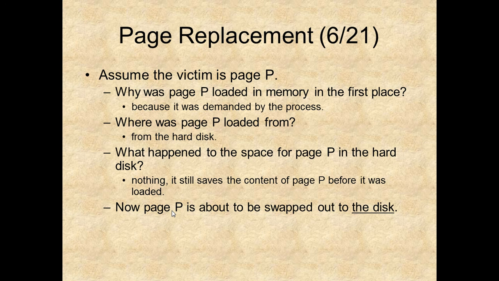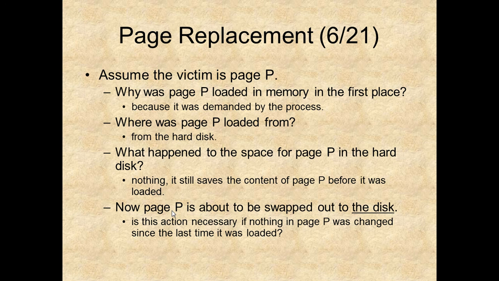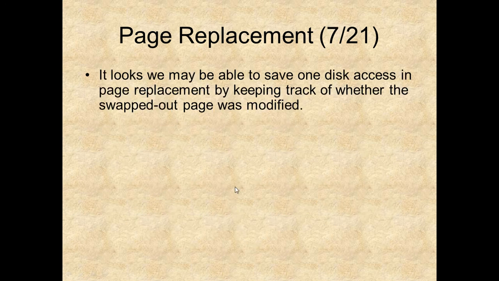Now page P is selected to be the victim, and it needs to be swapped out to the disk. As discussed before, this action may not be necessary if nothing in page P was changed since the last time it was loaded. So it looks like we may be able to save one disk access in page replacement if the victim has nothing changed.